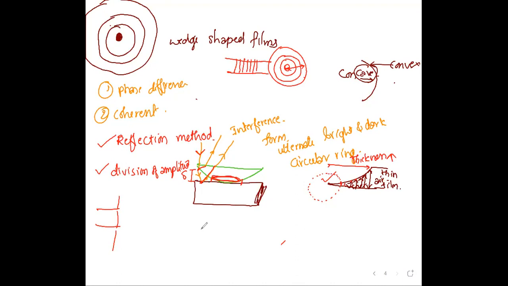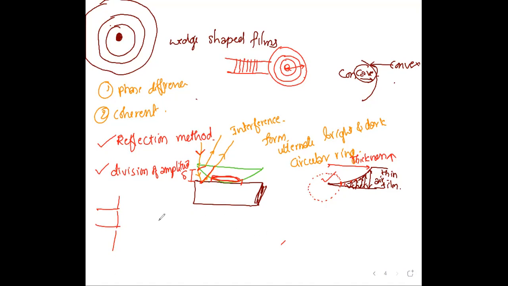Is it clear? Hello? Yes, sir. Okay, so that's why we are getting circular rings in the Newton's rings apparatus.